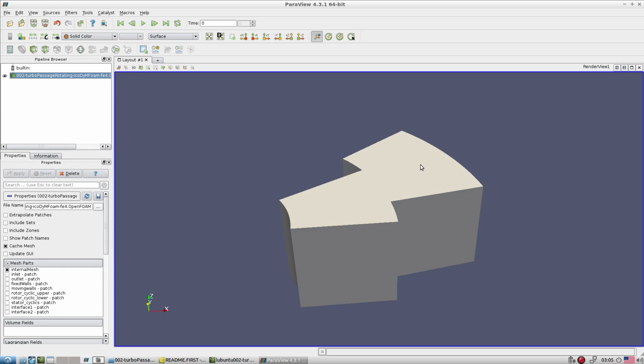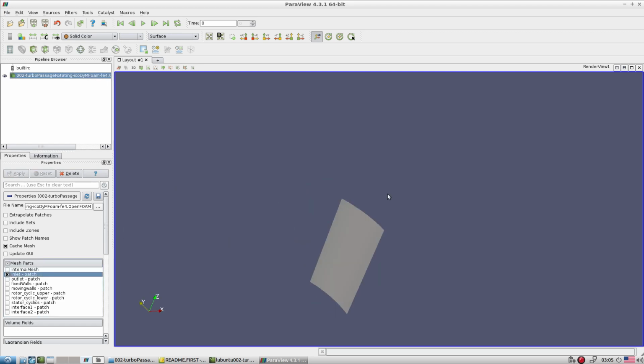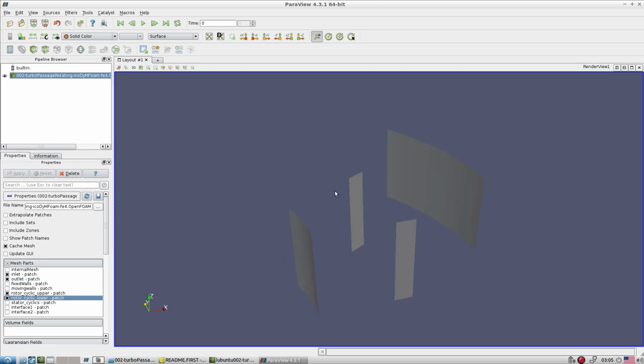Okay, so let's try to understand step by step. So this is the inlet portion. Okay, and this is inlet and this is outlet. Okay, so inlet and outlet we have, then we have a few more: rotor cyclic boundary we have, upper and lower. Okay, this is the rotor cyclic upper and lower boundary. And along with that we have a stator cyclic also. Okay, so rotor and stator cyclic boundary we have.